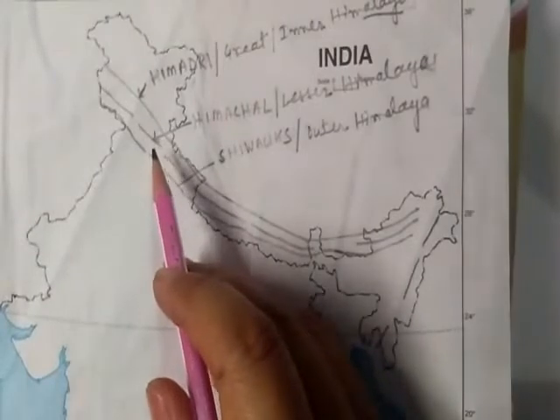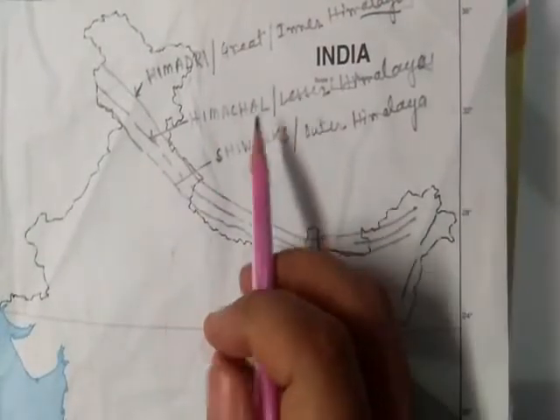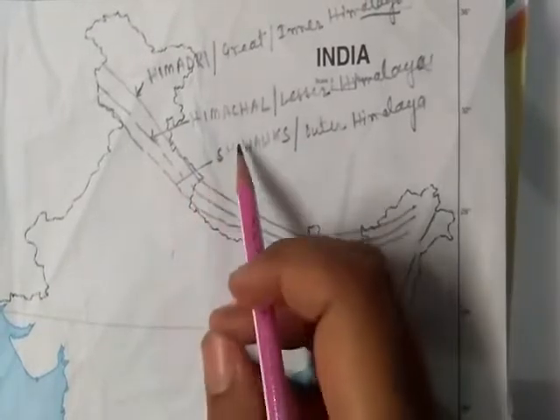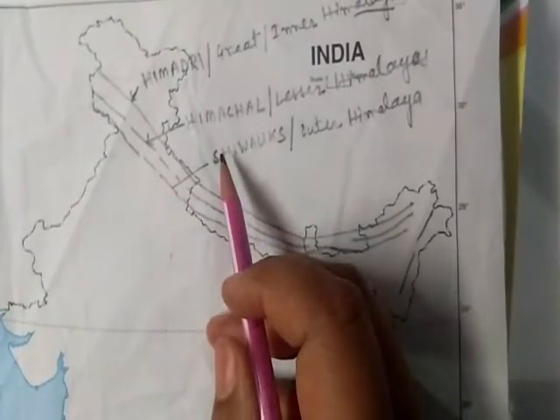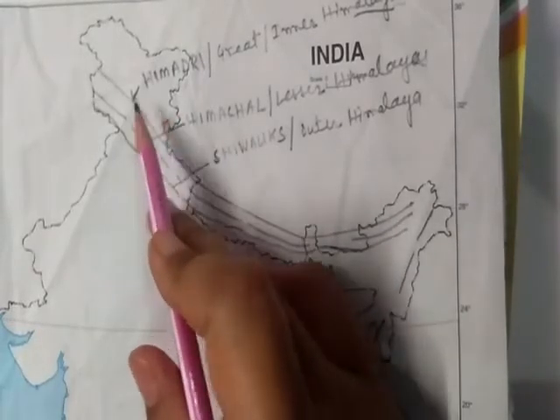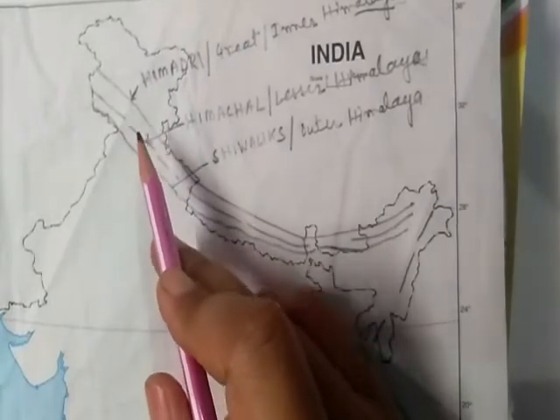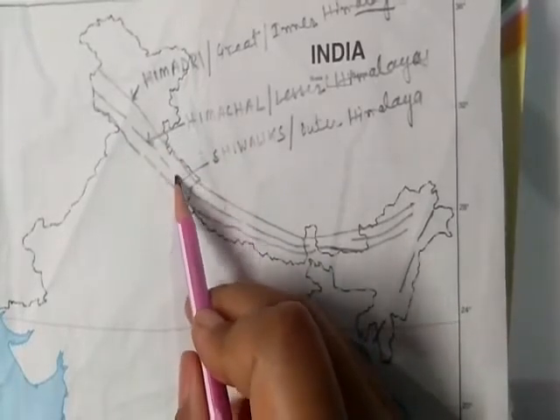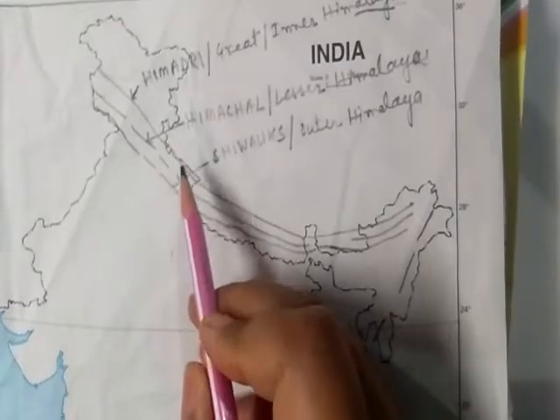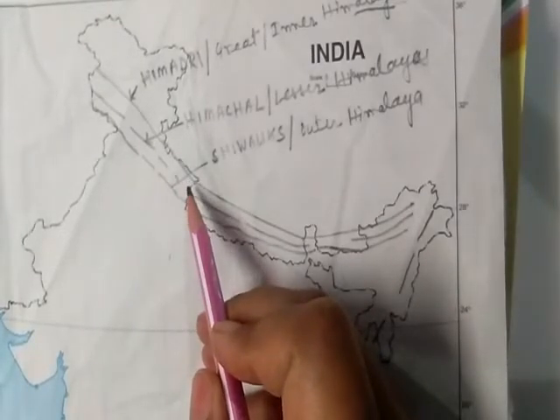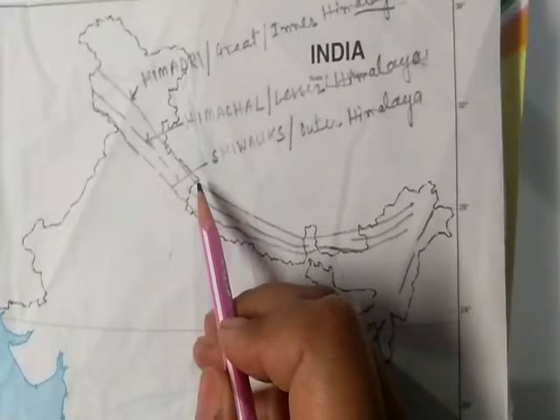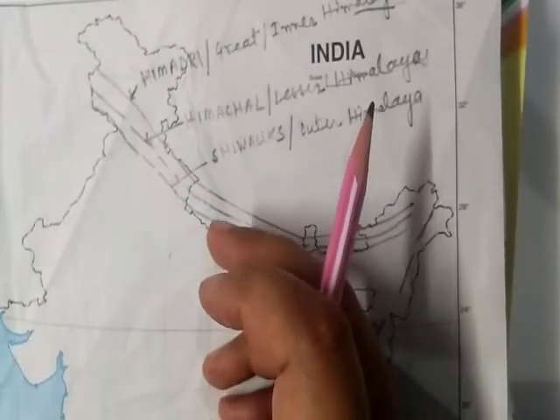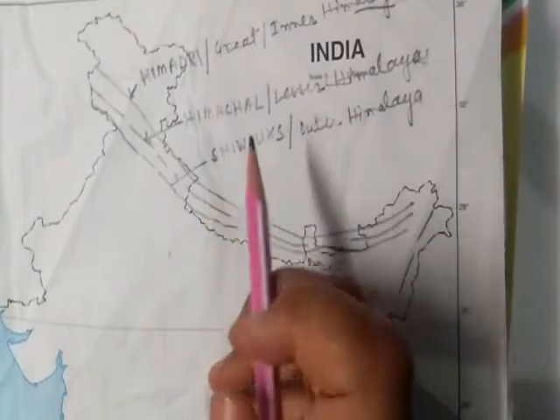Now let's see the features of Himachal. Himachal is also known as Lesser Himalayas or Middle Himalayas. The range lying to the south of Himadri forms the most rugged mountain system, and it is known as Himachal or Lesser Himalayas. The ranges are mainly composed of highly compressed and altered rock. I had shown you in my earlier video how the rocks were compressed.